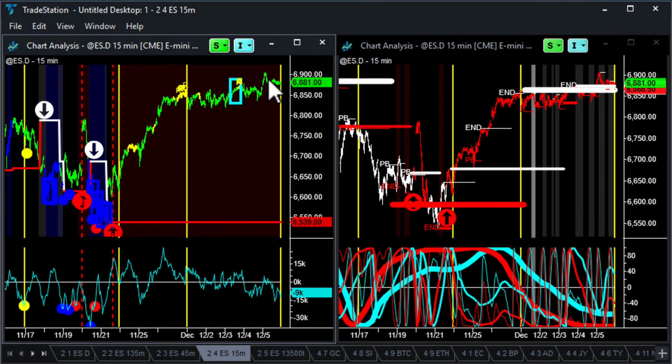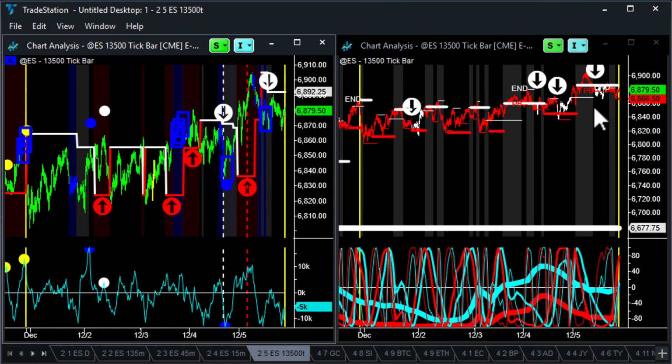But it could be that we've just run out of puff and we'll drop back down till we get support in the highest time frame and then rally. Blue professional bars coming on the retrace and so on. So that's the 15-minute chart. And then let's look at this on the 13,000.